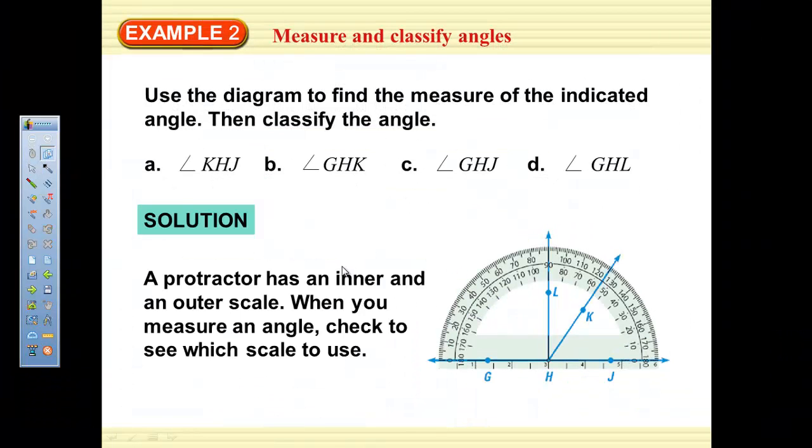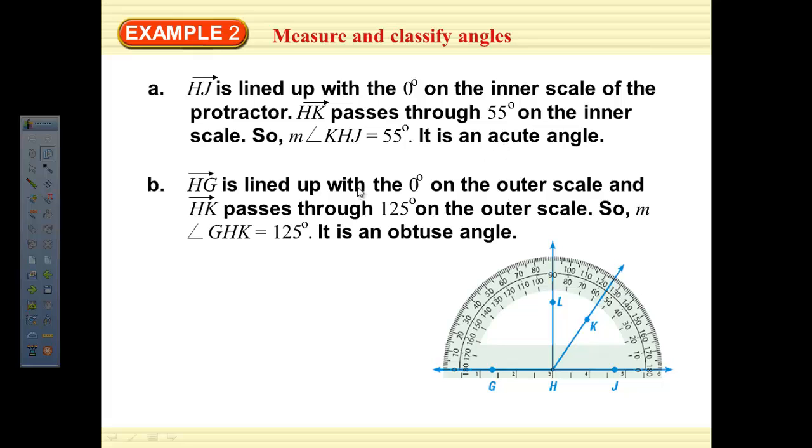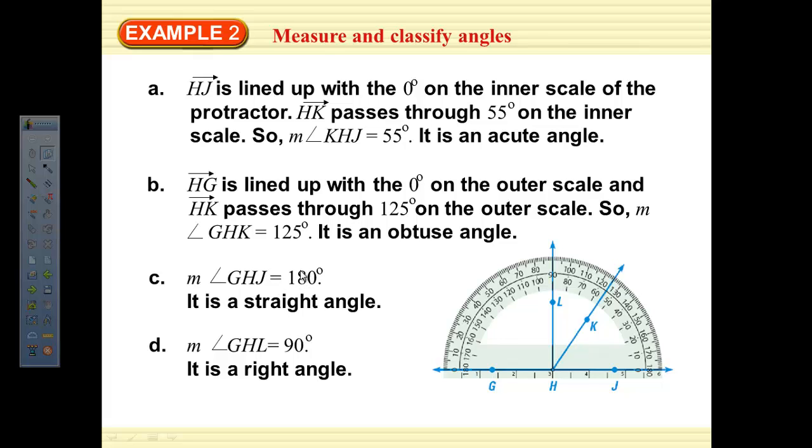So again, let's go through it real quick. Protractor has outer and inner scale. When you measure it, I told you which scale to use and why to use it. So for the first one, it was 55 degrees. It's acute. The second one is 125 degrees. It's obtuse. The third one's a straight angle. And the fourth one is a right angle.